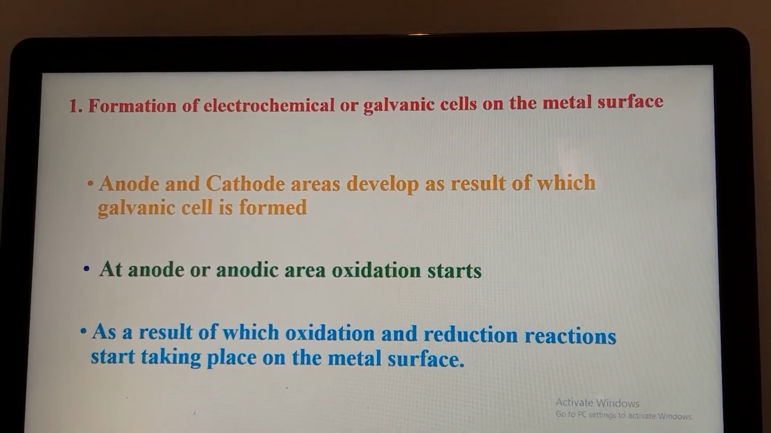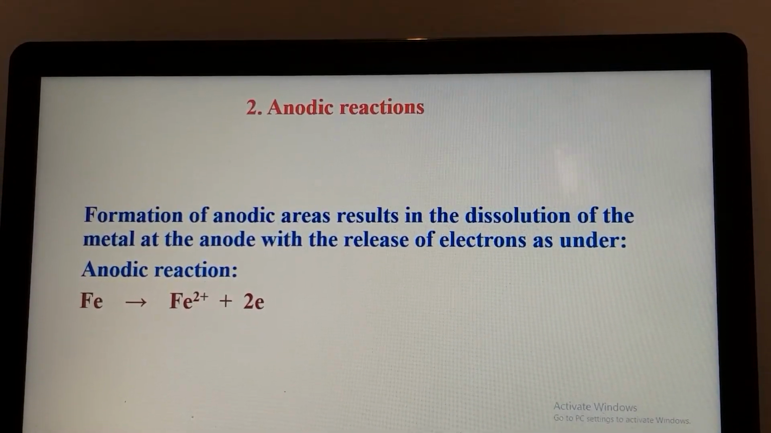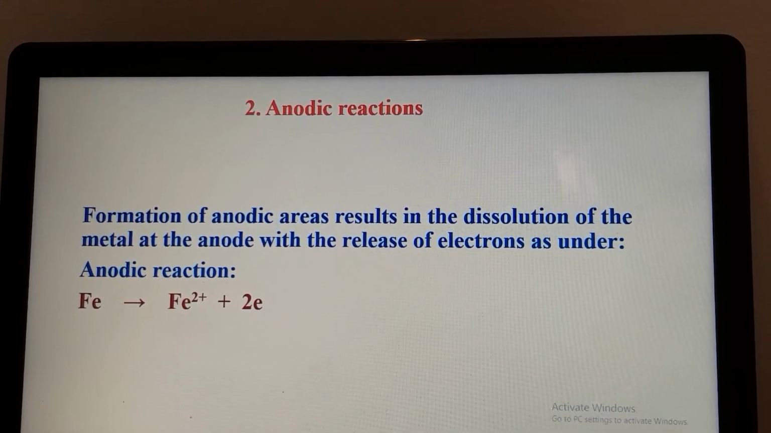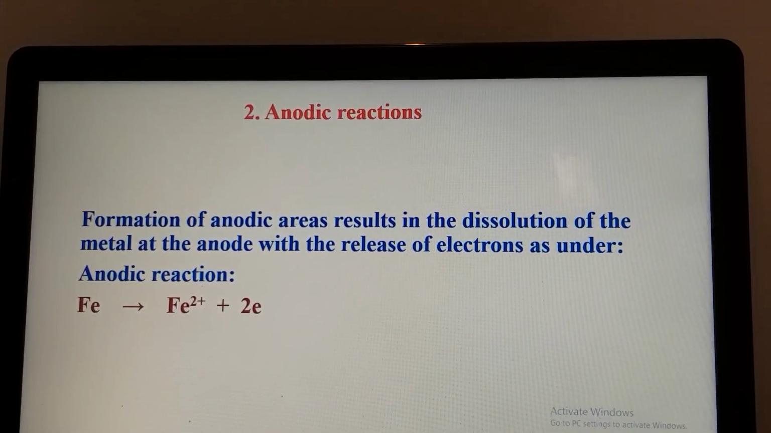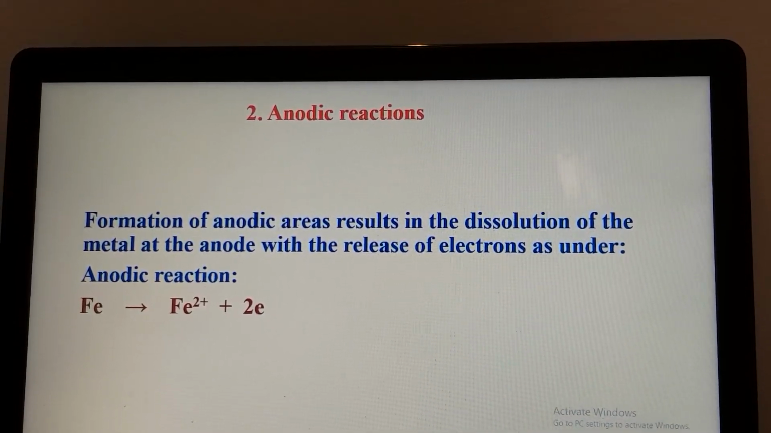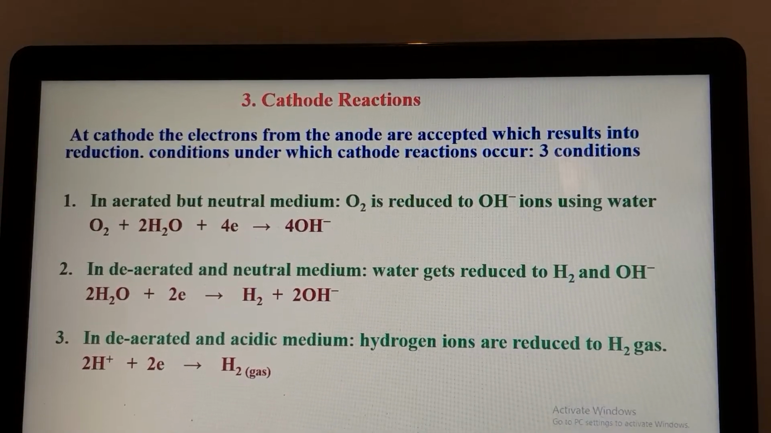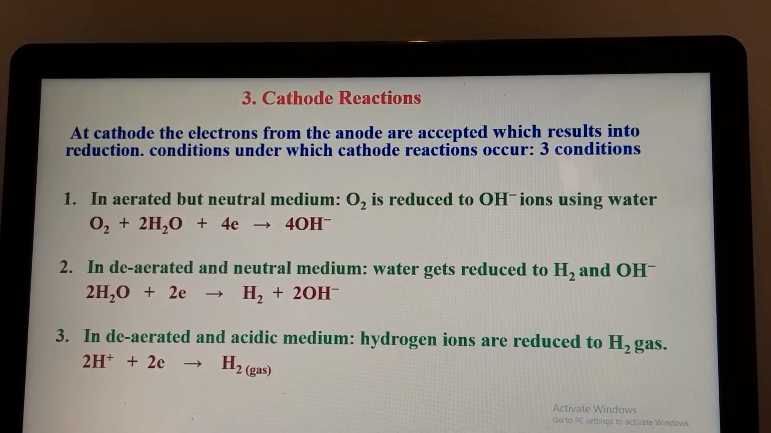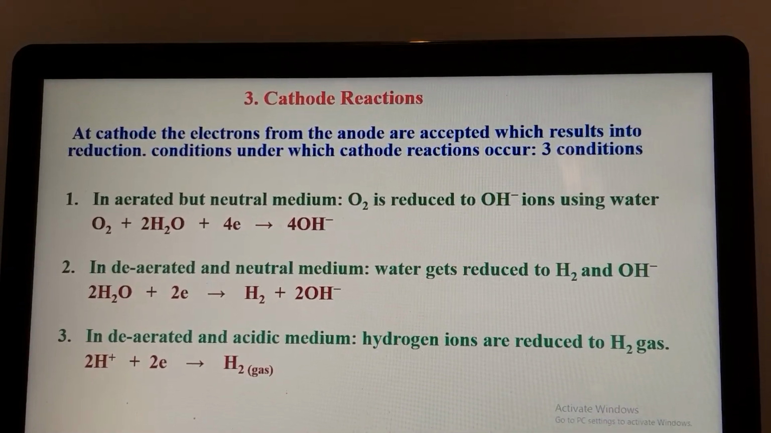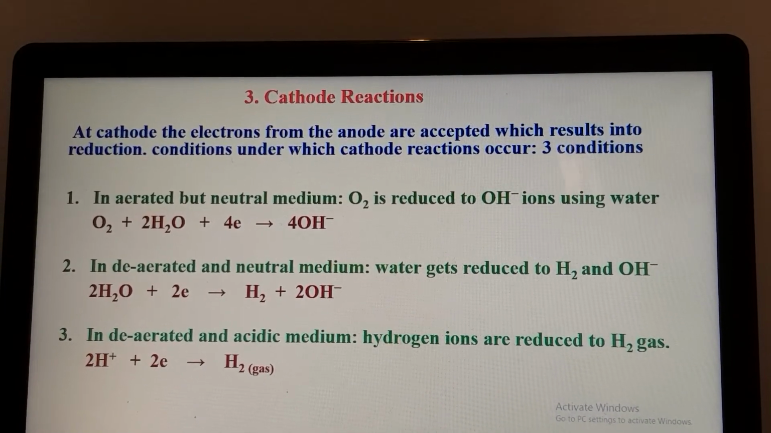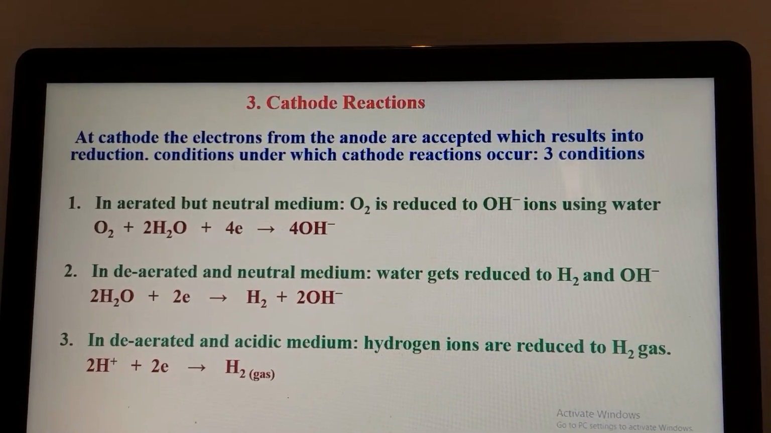So, at the anode the oxidation always takes place, and we are taking the example of iron. Therefore, the iron gets dissolved into ferrous iron, that is Fe2+, with the release of 2 electrons. These electrons travel towards the cathodic region, and if the cathode has a lot of air, that is, it is exposed to air as well as moisture, then the oxygen gets reduced to hydroxyl ions.